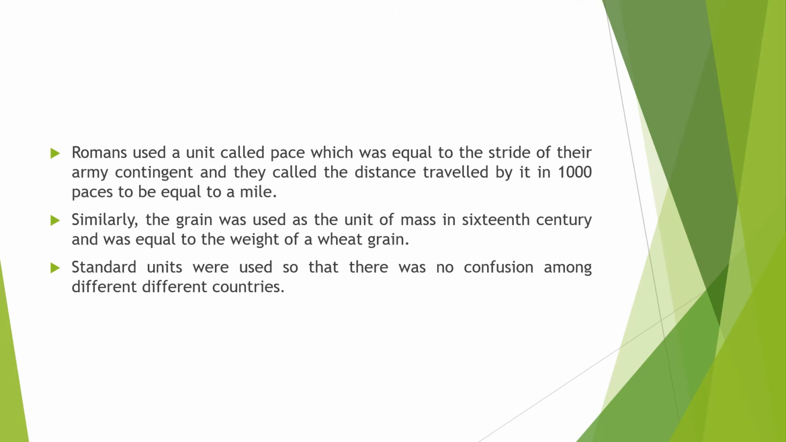Romans used a unit called pace, which was equal to the stride of their army contingent, and they took the distance traveled in 1,000 paces to be equal to 1 mile. Similarly, grain was used as a unit of mass in the 16th century. Standard units were adopted so that there was no confusion among different countries.